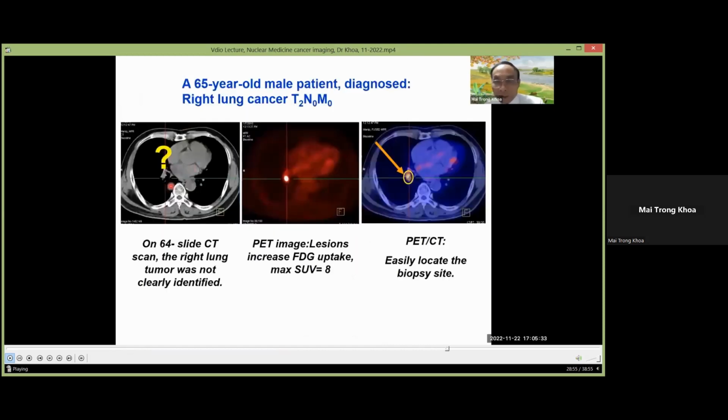And in this case, you can see also the CT image. It is very difficult to detect the lesion. But on the PET and PET-CT, it is very easy to see and to locate the biopsy site. You can see here.